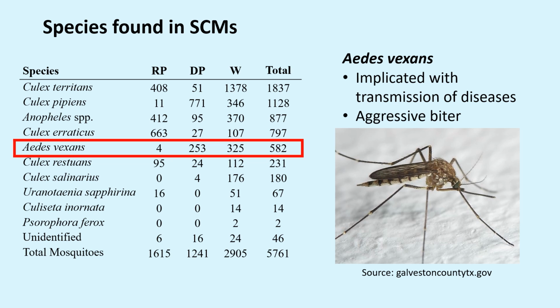However, this one is a very aggressive biter, and it does tend to prefer mammalian blood. It will bite people very aggressively, even in the middle of the day, whereas most of the other species tend to bite at night. So yeah, it's an important nuisance pest, if nothing else.